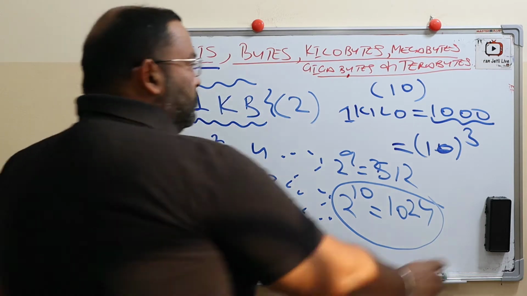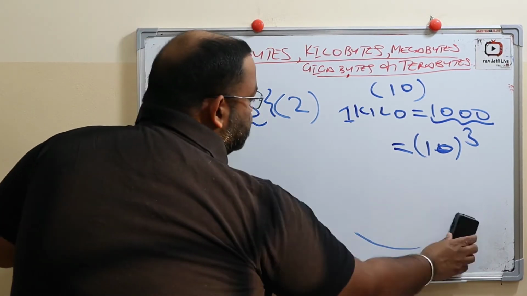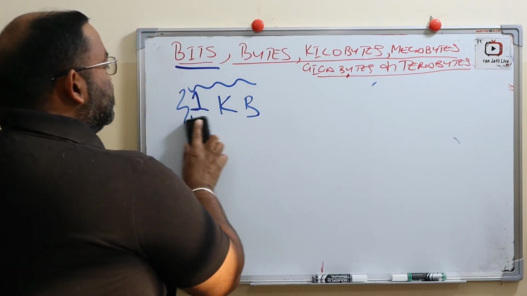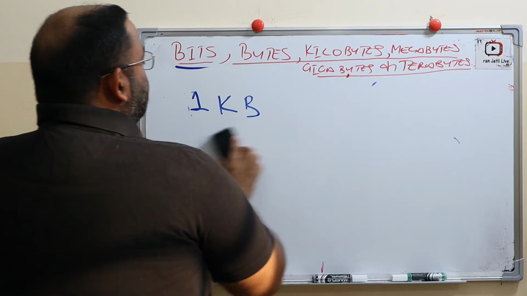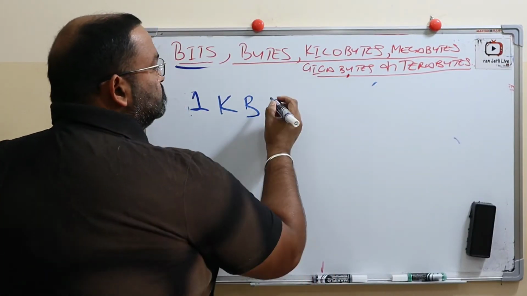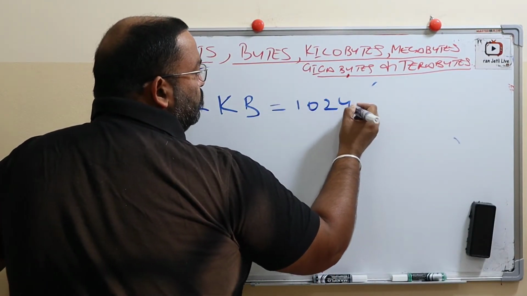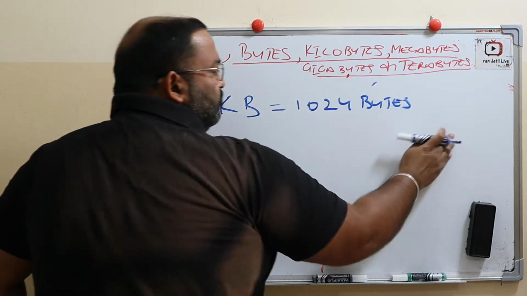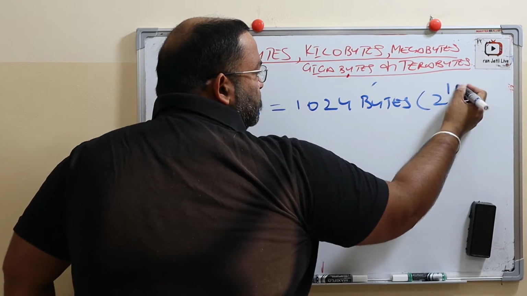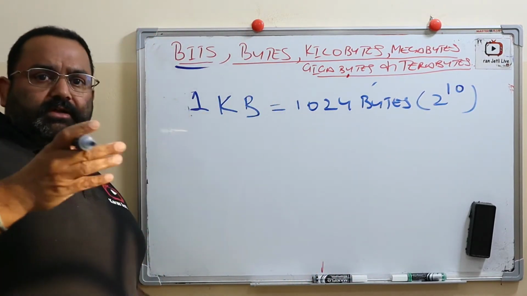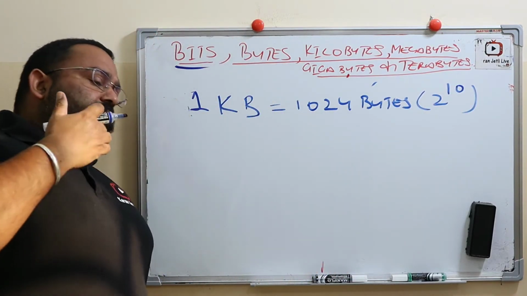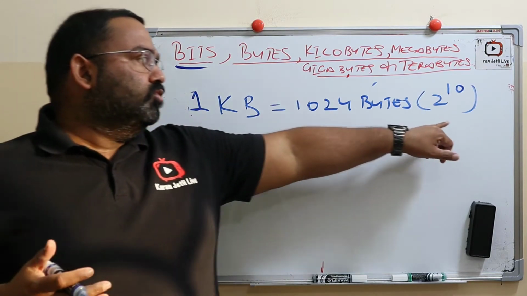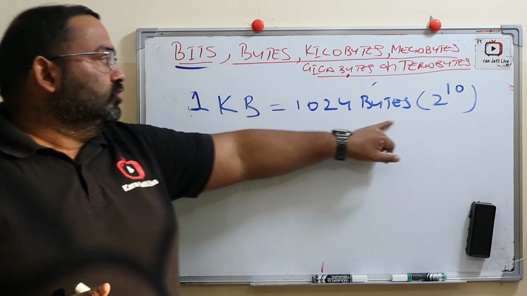So what is 1 kilobyte? 1 kilobyte is 1024 bytes. I will write it here. 1 kilobyte is equal to 1024 bytes. And what is that in power of 2? 2 power 10. As I told you, 2 power 8 is 256, 2 power 9 is 512, and 2 power 10 is 1024.